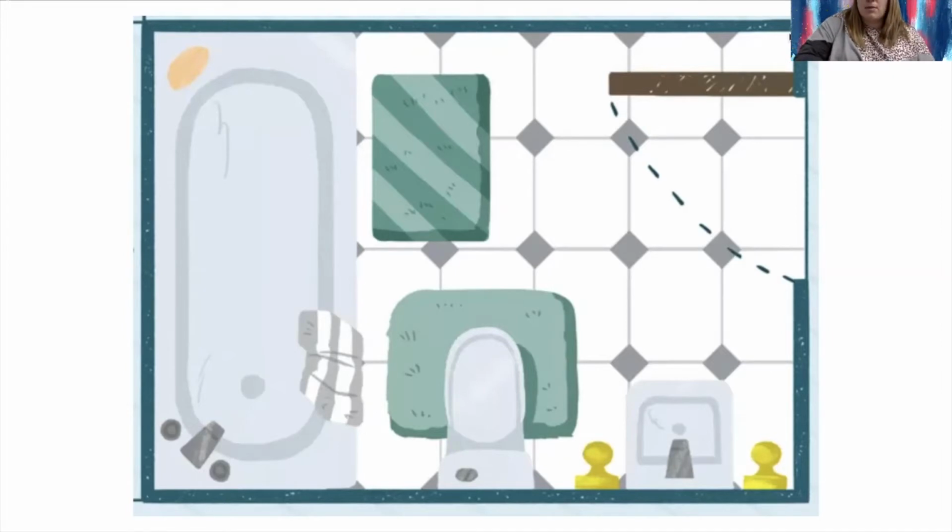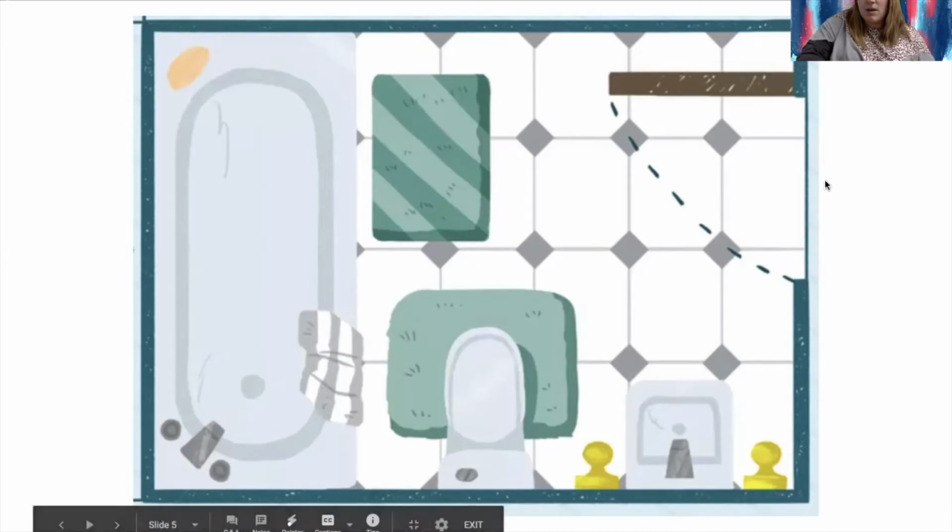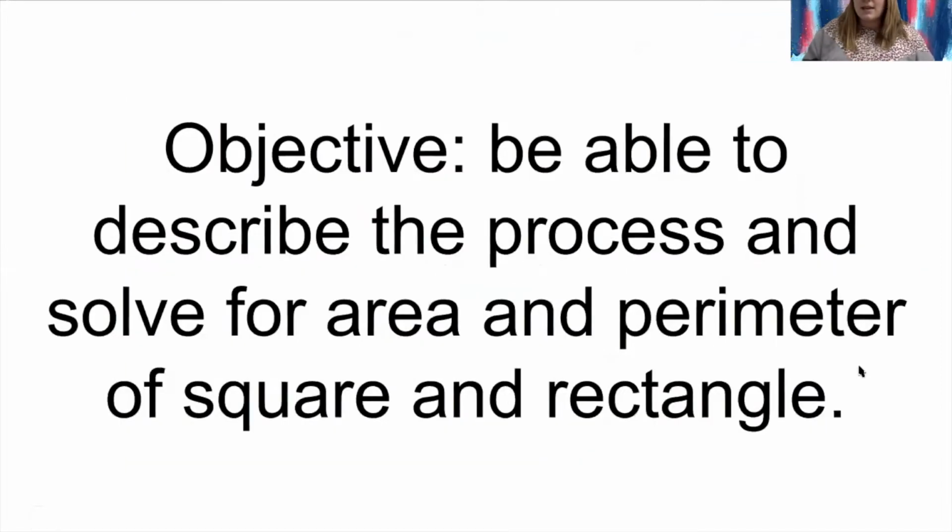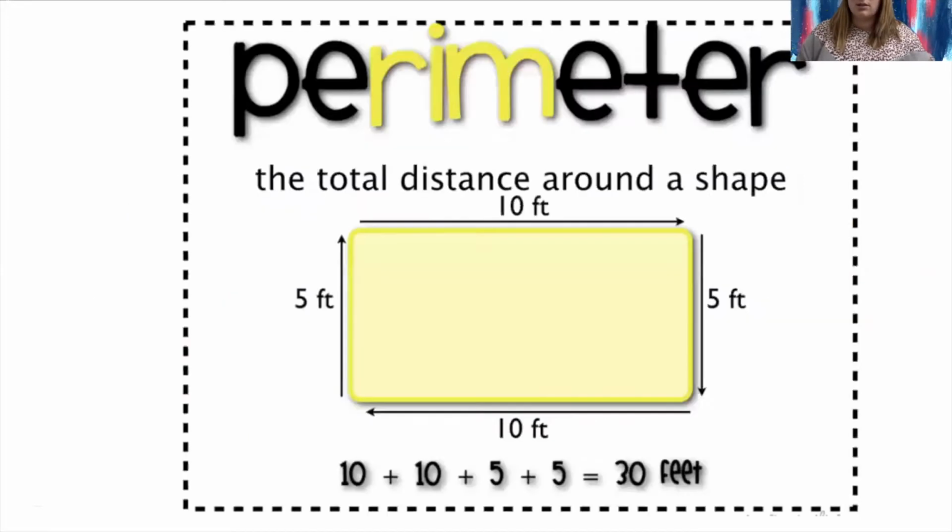So for the perimeter, they needed to measure here. Now I'm going to go behind the tub. And for the area, it was all this tiled space. So saying that, the objective today is that we will be able to describe the process to solve for area and perimeter of a square and a rectangle. You'll not only be able to describe the process, but also be able to solve it yourself. So let's go into those heavy definitions.